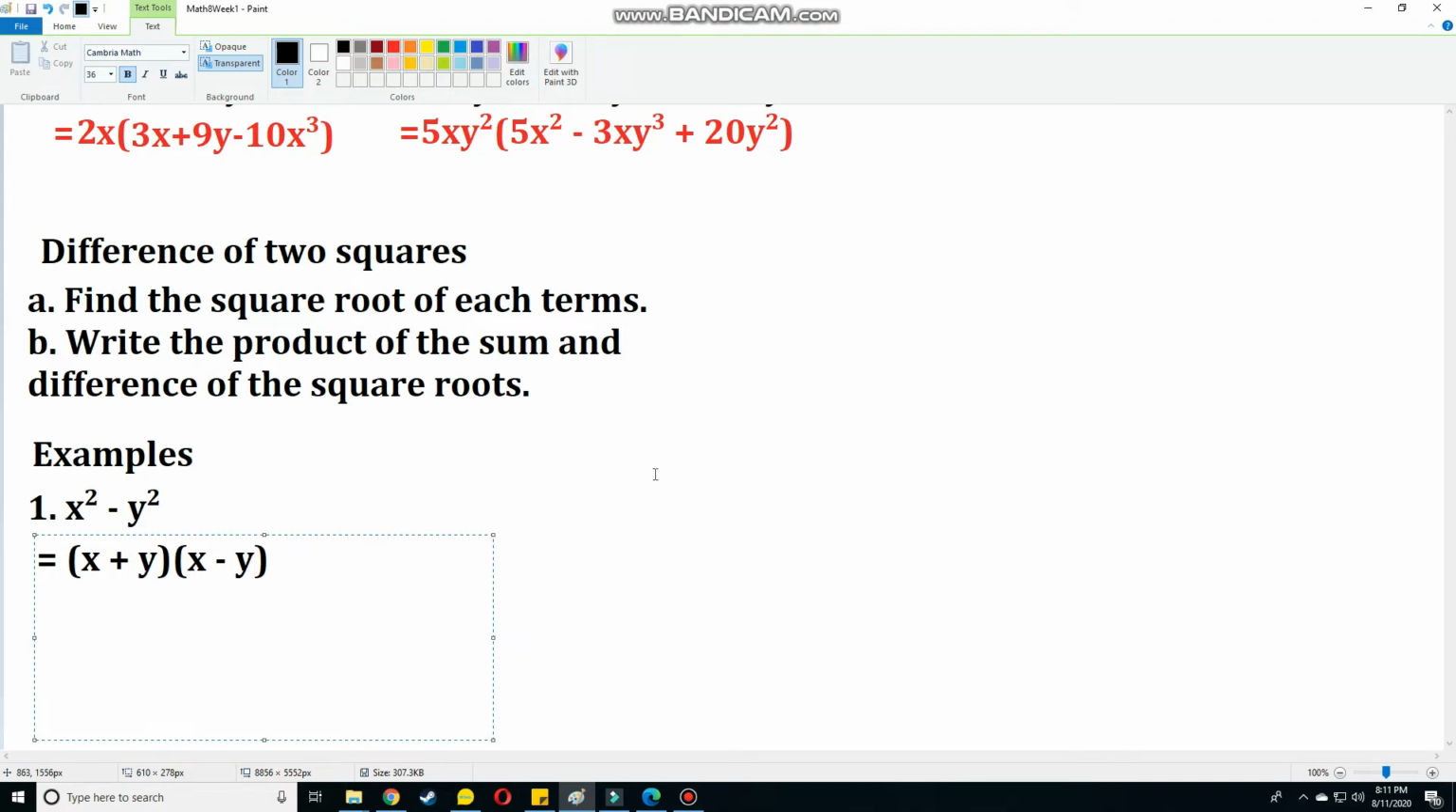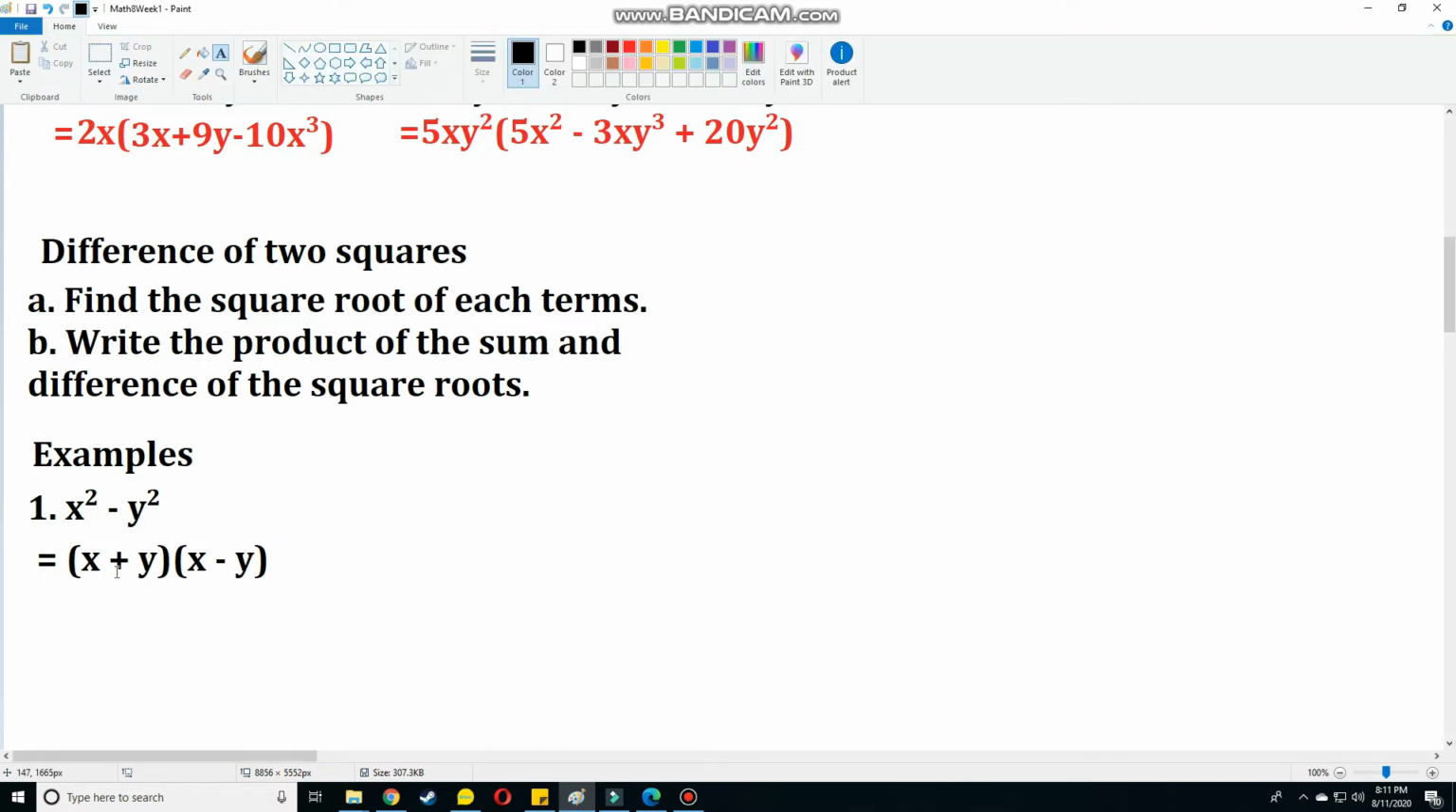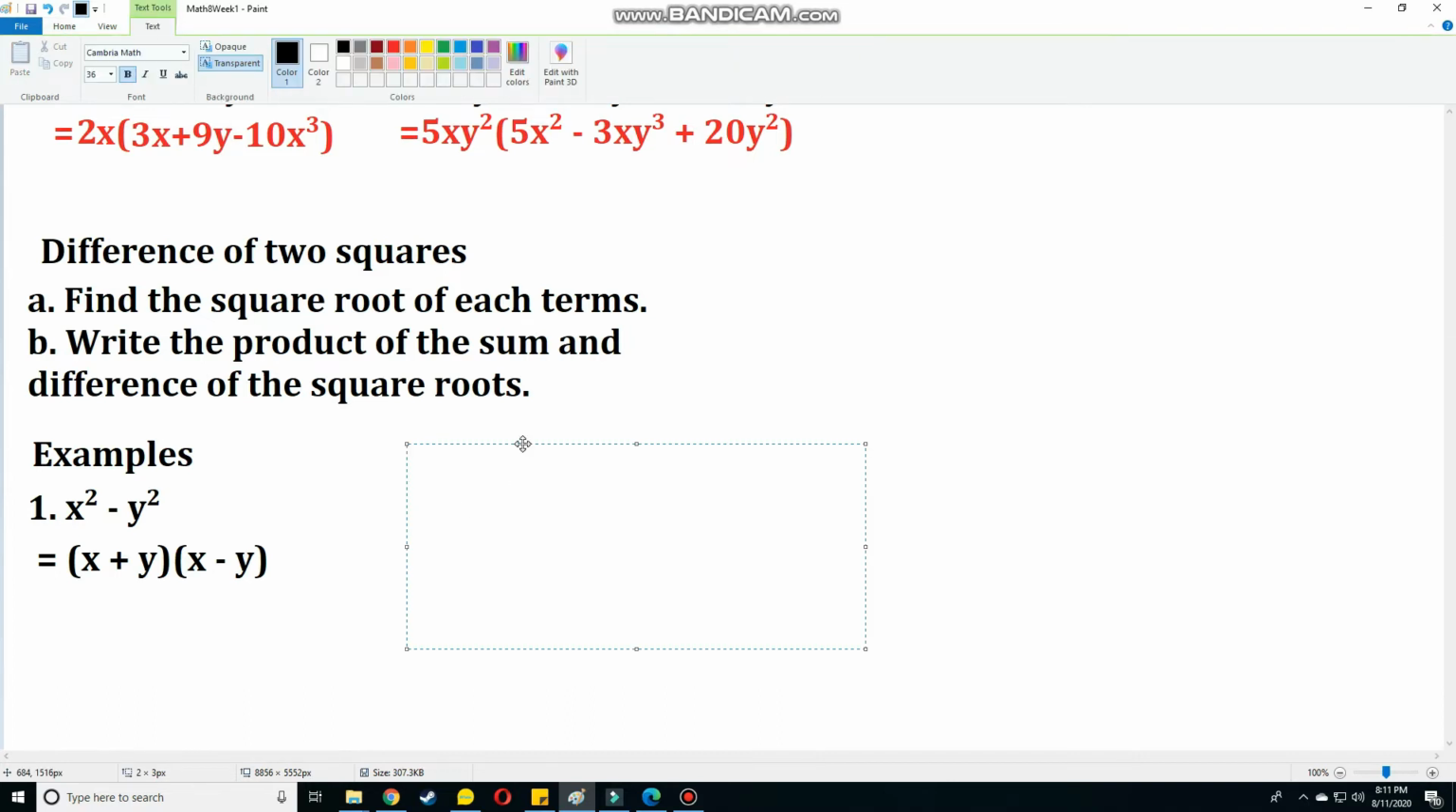And this is now our factored form, factoring the polynomial difference of two squares. So our factored form is the quantity of x plus y times the quantity of x minus y. Let's have another example.